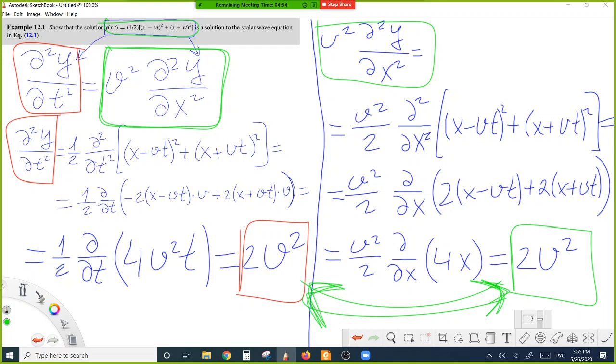No, no. This is just, look, this is the wave equation. Scalar wave equation. And we are given a function here, some generic function, and it says to show that this function is a solution to the scalar wave equation. We just want to show that this is a solution to our wave equation.